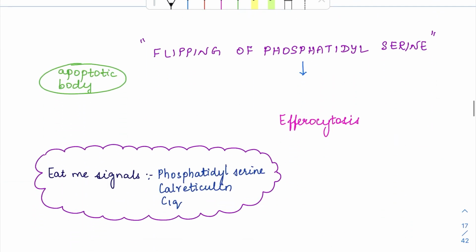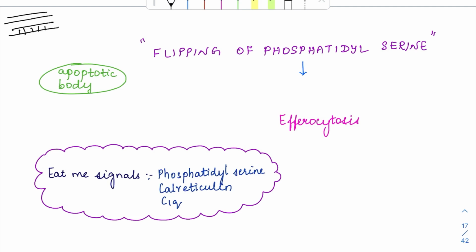And this apoptotic body, since it is having the membrane, right? The membrane was derived from the plasma membrane only. So normally in the plasma membrane, if you see, there is a phospholipid called phosphatidylserine. This phosphatidylserine is usually present on the inner leaflet. We all know the plasma membrane is going to be tri-layered, right?